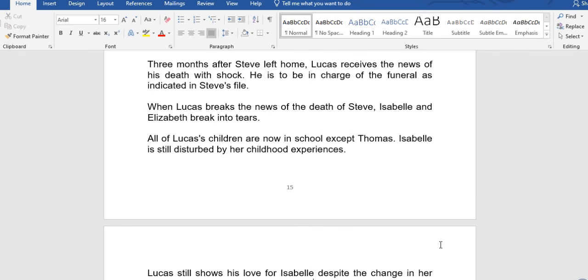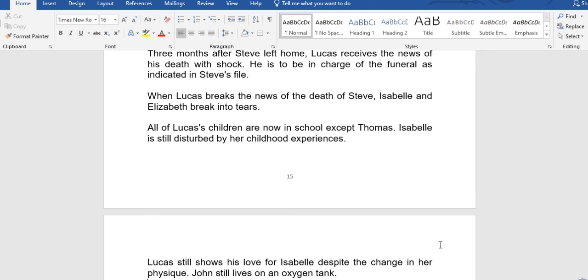3 months after Steve left home, Lucas received the news of his death with shock. He is to be in charge of the funeral as indicated in Steve's file. When Lucas breaks the news of the death of Steve, Isabel and Elizabeth break into tears.